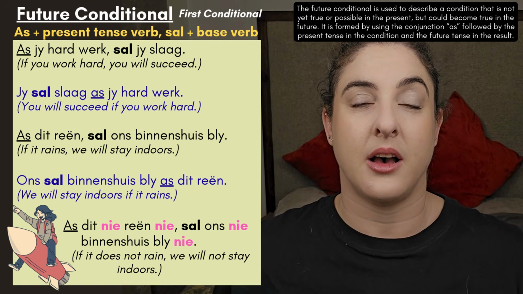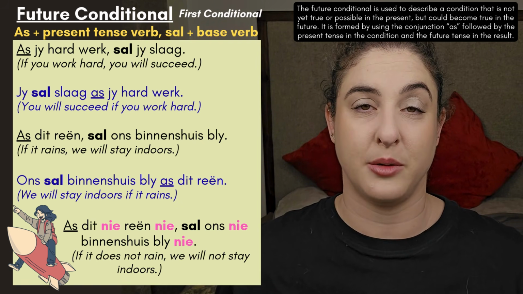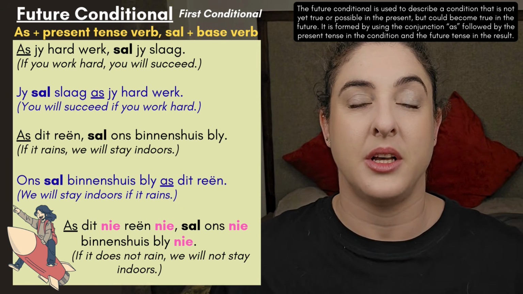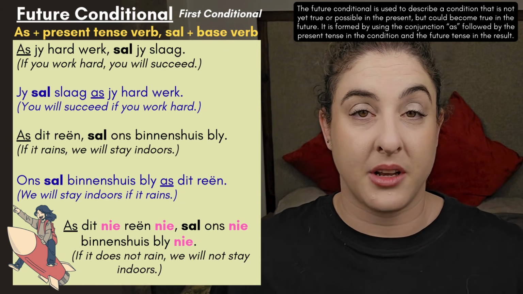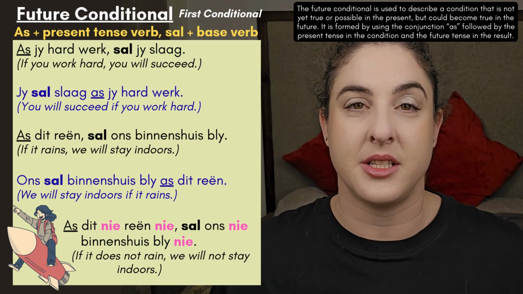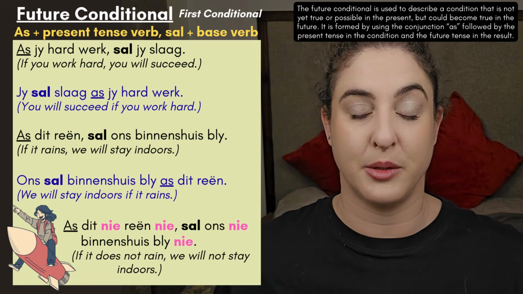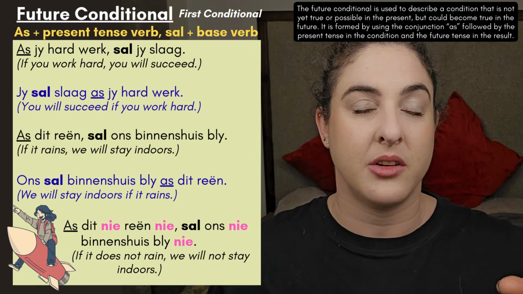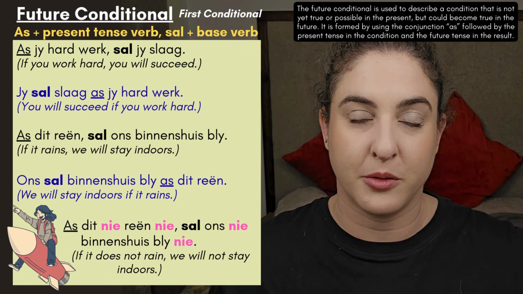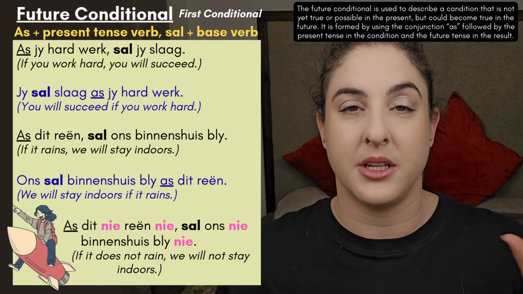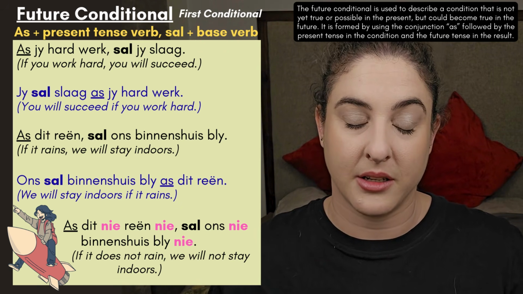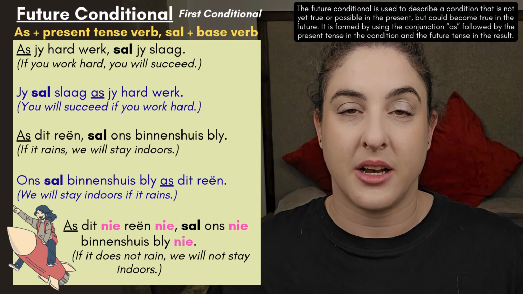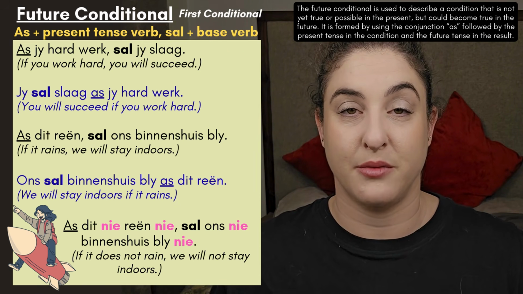It says there, as plus present tense verb, and then there's a comma, sal plus base verb. So it means if the if statement is in the beginning of the sentence, that is the tenses of the verbs. So you'll have "as", that's now if part 2. You don't have to think in context of part 1 and part 2 for this. It's just if the if statement is in the beginning, right? So "as" in the beginning. "As" plus present tense verb. So the first "as", the if statement will be present tense, the verb.